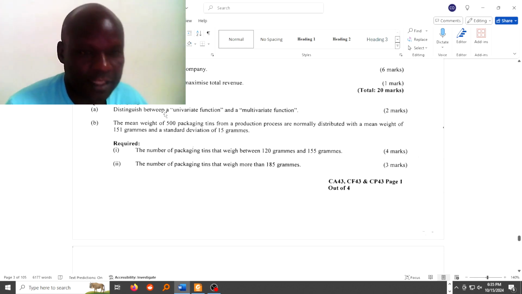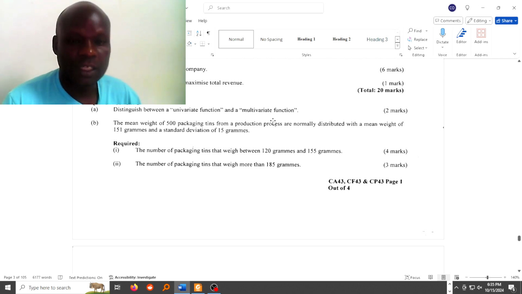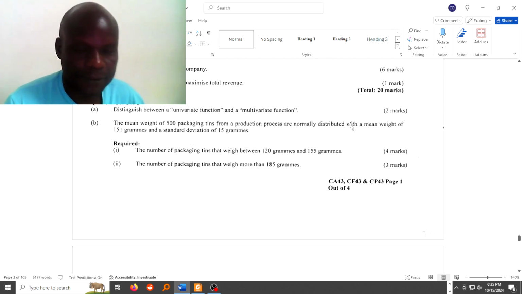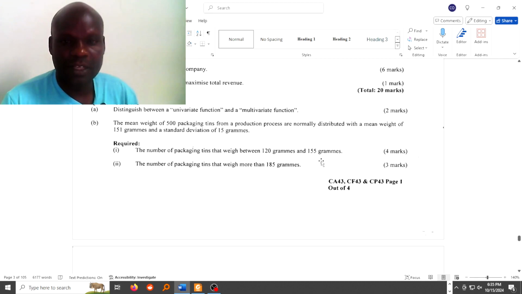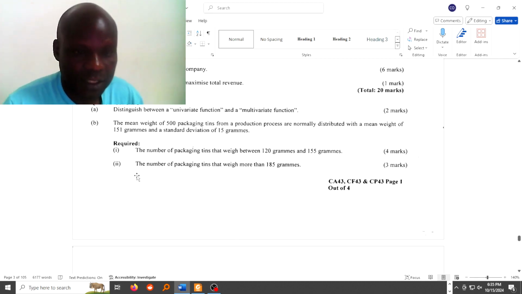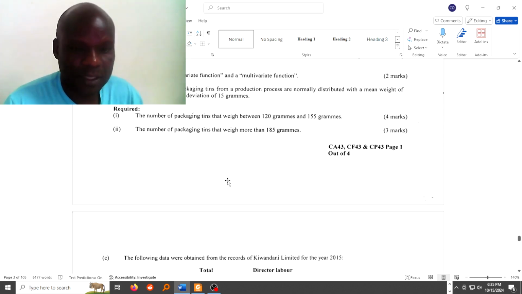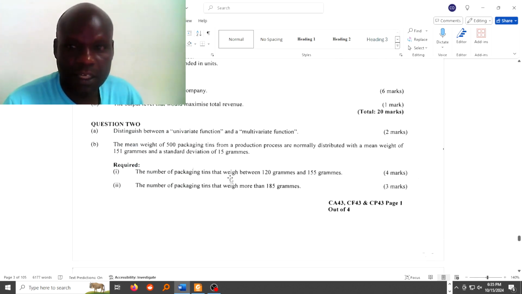So part A, distinguish between a univariate function and a multivariate function. That is 2 marks. Then part B, the mean weight of 500 packaging tins from a production process are normally distributed with a mean weight of 151 grams and a standard deviation of 15 grams. Then what is required? The number of packaging tins that weigh between 120 grams and 155 grams. That's 4 marks. Again, the number of packaging tins that weigh more than 185 grams. That's another 3 marks. So that's the question, and let's see what the solution looks like.